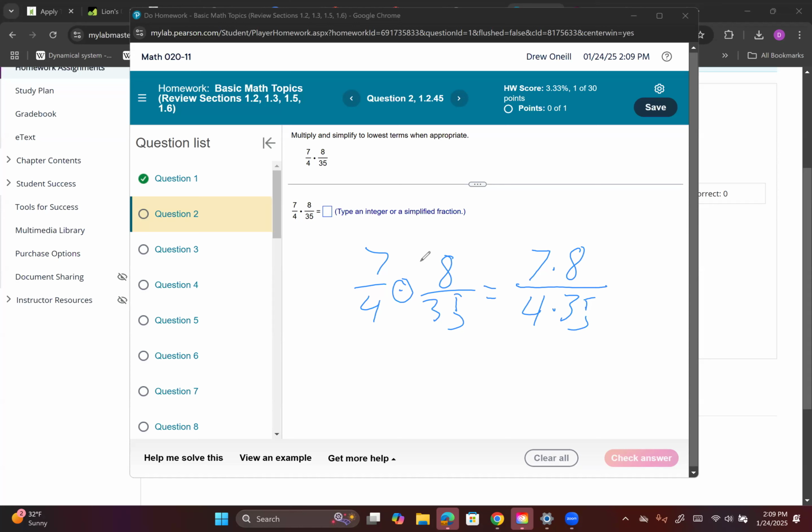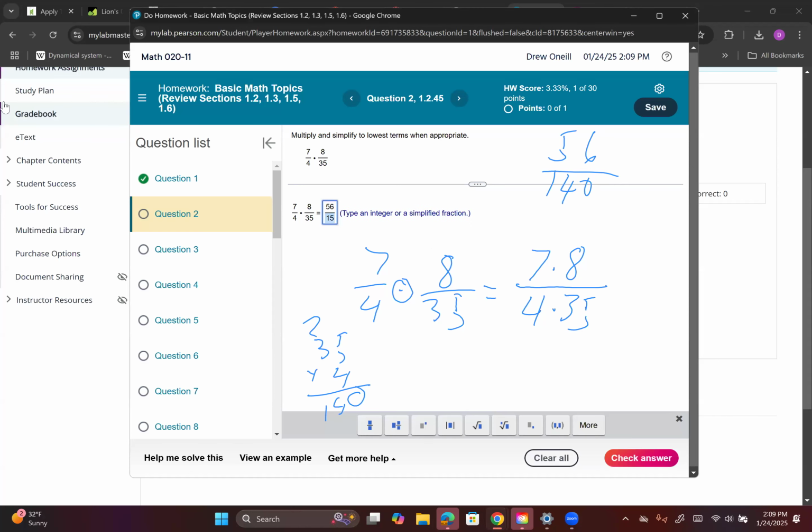Now, what's our goal here? Do we want to multiply across and bottom? We could, right? We know that 7 times 8 is 56. We know that 4 times 35, if we don't know, we can use a calculator, we can write it out. Say 35 times 4, what is that? 140. We get that. But if I enter this answer, let's try it.